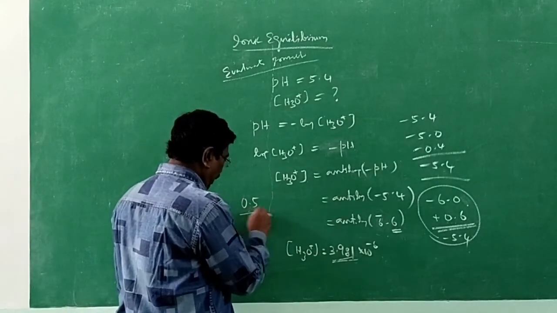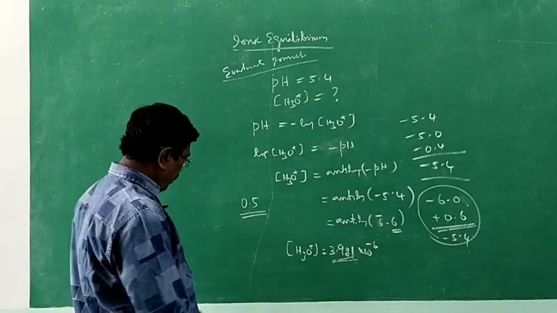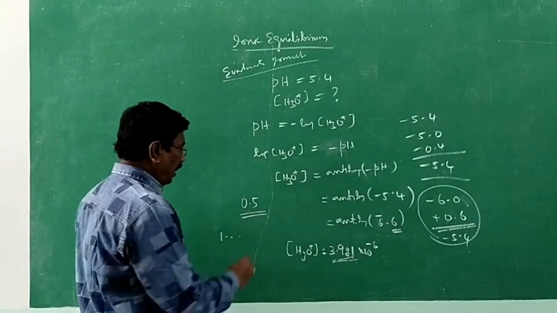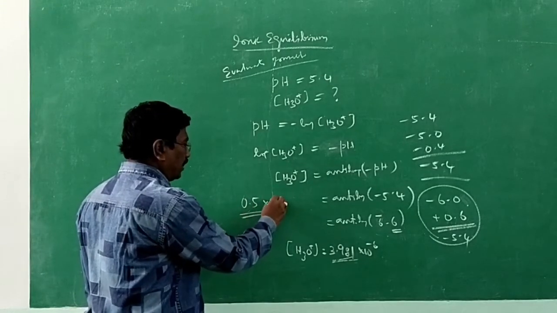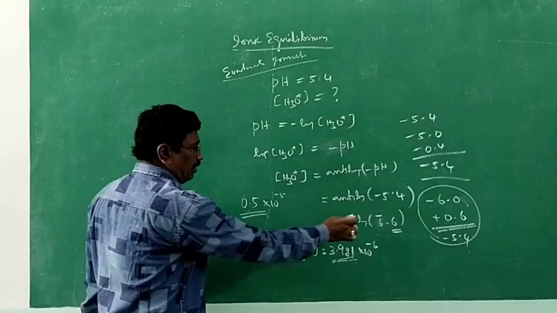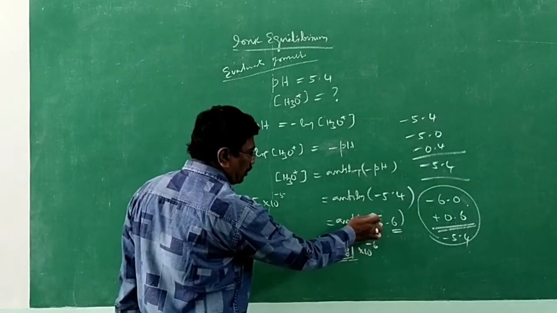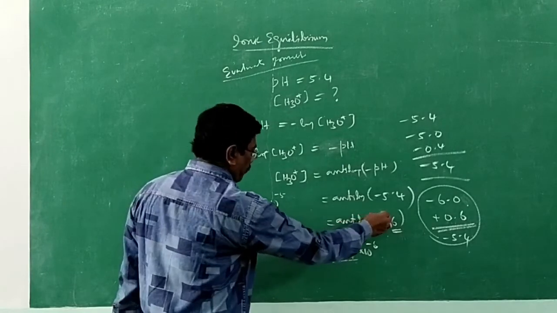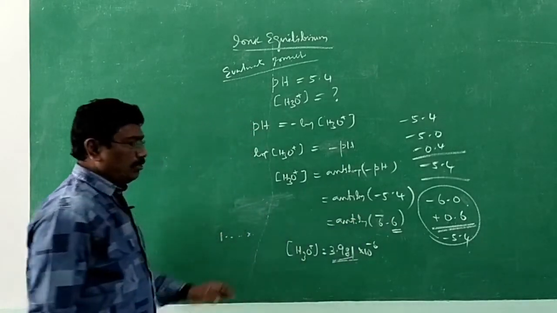If I take the antilogarithm, it will be a 1-digit number, point something. Like this only you have to write. And the remaining, whatever is given, 10 power minus 5 means 10 power minus 5, or whatever is present here. 6 bar means 10 power minus 6. Only 6 means 10 power 6. Like this it will come. So that you have to remember very clearly.